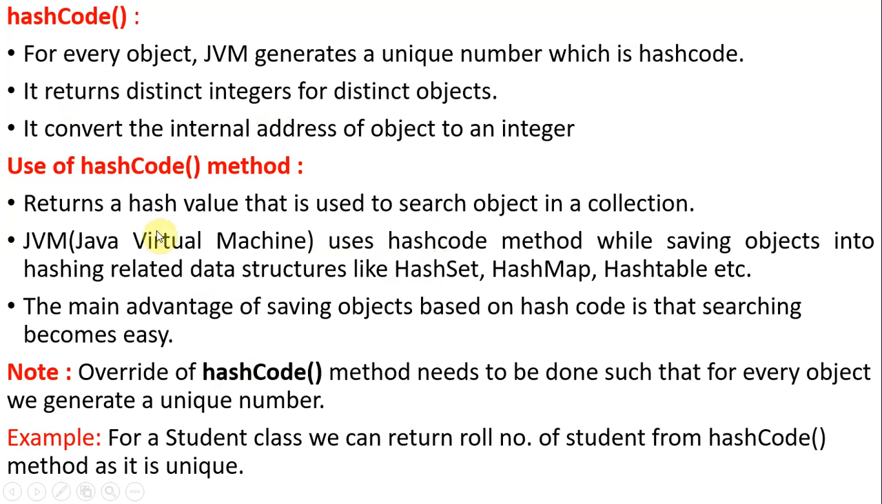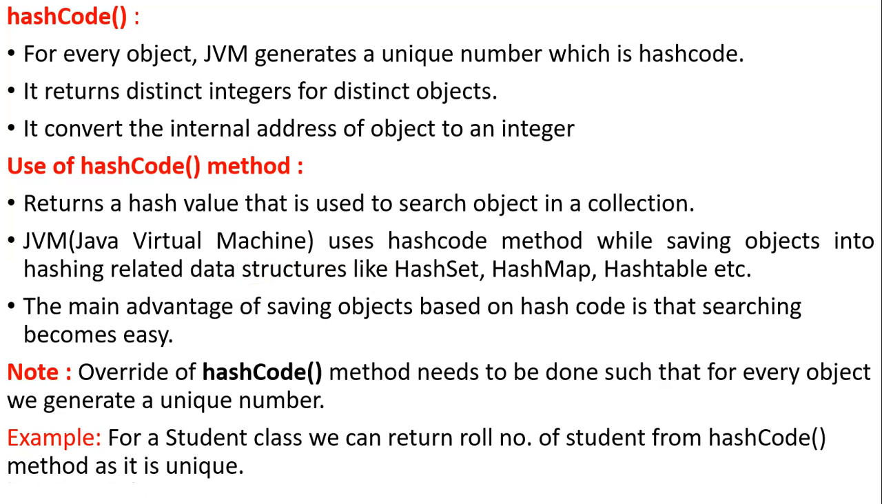This hashCode is actually an Object class method. If you want to use this method in your user classes, you have to override it. We already know the override concept. The hashCode method needs to be overridden such that for every object we generate a unique number. If you override it, you can easily work with it.